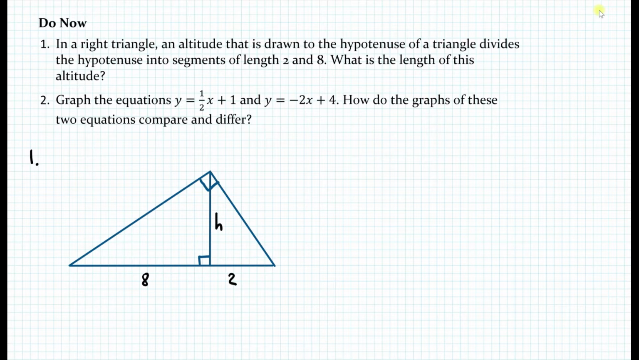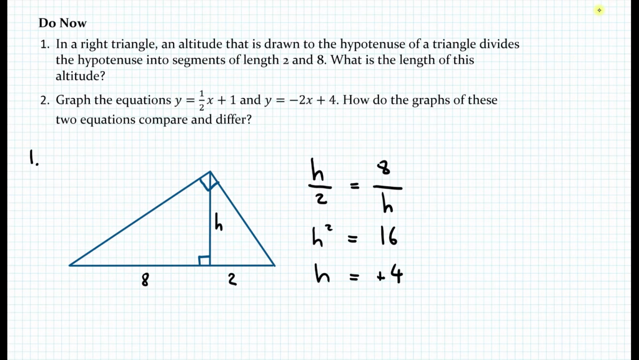So let's do the math here. Let's set up the proportion. h is the mean proportional, or the geometric mean, between 2 and 8, okay? After we cross multiply, we end up with h squared is equal to 16. Therefore, h has to be equal to, in this case, we're going to take only the principal root, so it's only going to be positive 4, because you can only have a positive figure in a geometric figure. Okay, so the answer is 4.